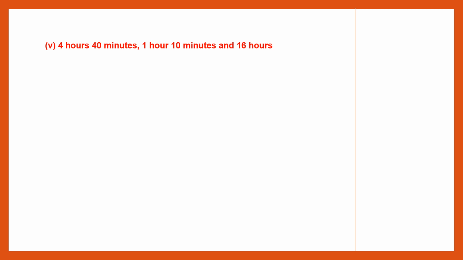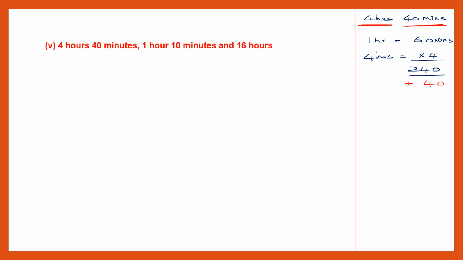So let's convert 4 hours and 40 minutes into only minutes. Now 4 hours, we're going to convert it into minutes. In 1 hour, we have 60 minutes. So in 4 hours, we have 60 into 4. That is 6 4s are 24. Add the 0, 240 minutes. So 4 hours, we've made it 240 minutes. Now what about this 40 minutes? We need to add it to this. So totally what do we have? 280 minutes. So let's write it here. So this is 280 minutes.